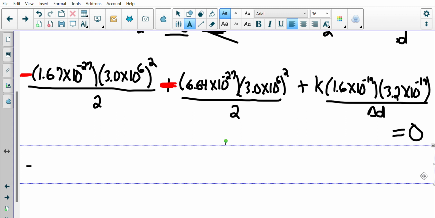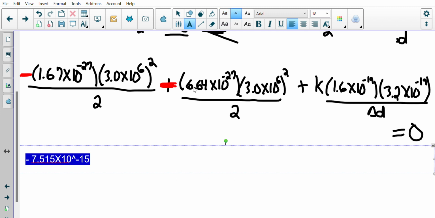All right, and let's see here. So I end up with 7.515 times 10 to the power of negative 15. All right, this is big, so I might as well just shrink this right down. There we go. All right, subtract.